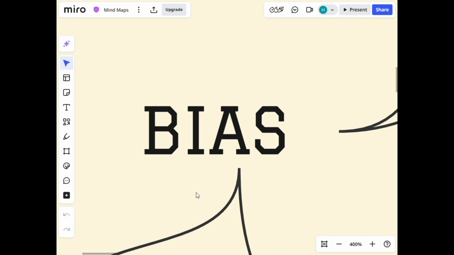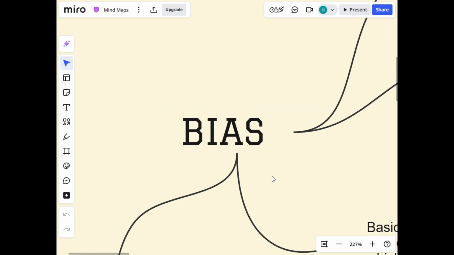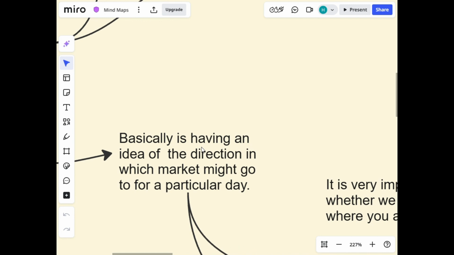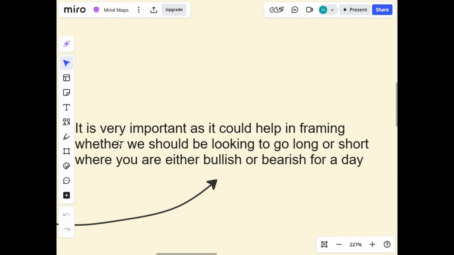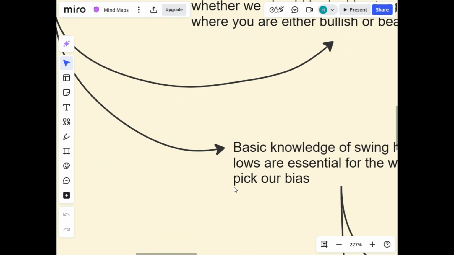Today, looking at bias. What is bias? Bias basically is having an idea of the direction in which the market will go for a particular day. It is very important as it will help in framing whether we should be looking to go long or short, where you can either be bullish or bearish for a particular day.